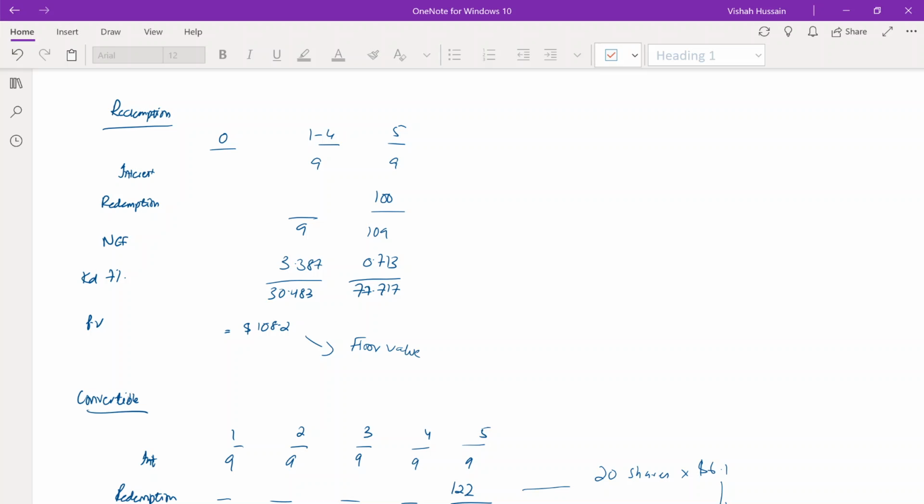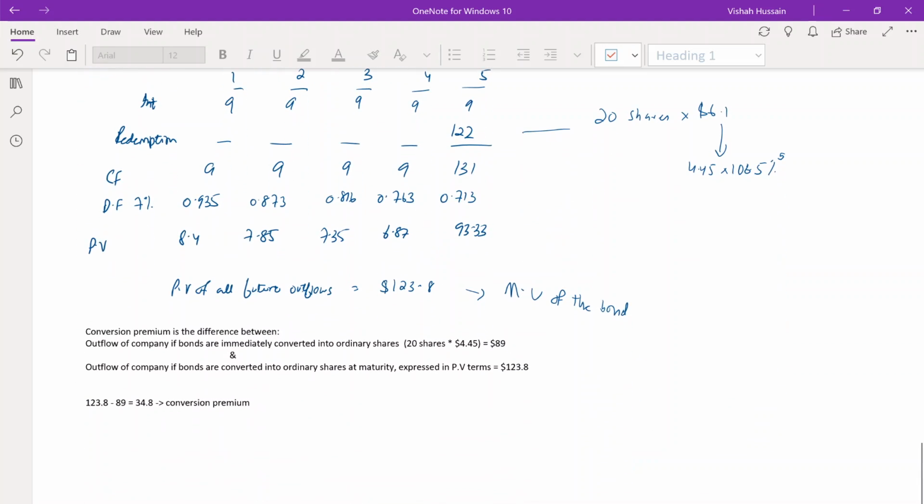So we have computed the market value, or we have computed the floor value. Now we need to compute the conversion premium. The conversion premium is the difference between the outflow of company if bonds are immediately converted into ordinary shares, that is 20 shares into $4.45, that is $89, and outflow of company if bonds are converted into ordinary shares at maturity, expressed in present value terms, that is 123.8, right? So the difference of $234.8 is the conversion premium.